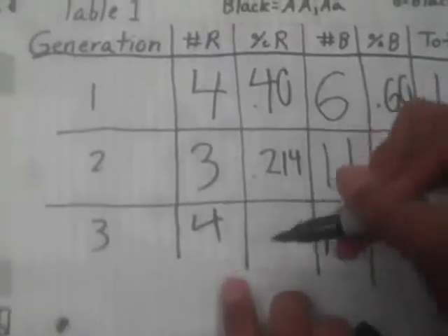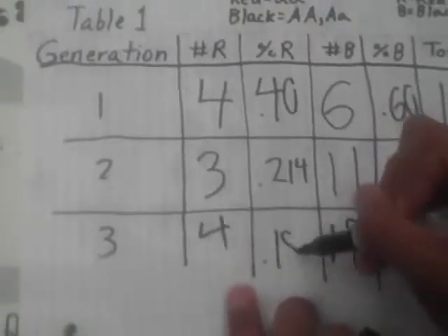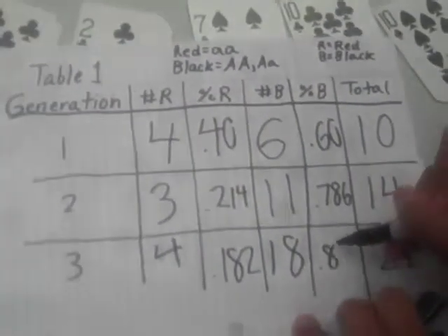So the percentage of reds in this generation is 0.182, and the percentage of black cards is 0.818.